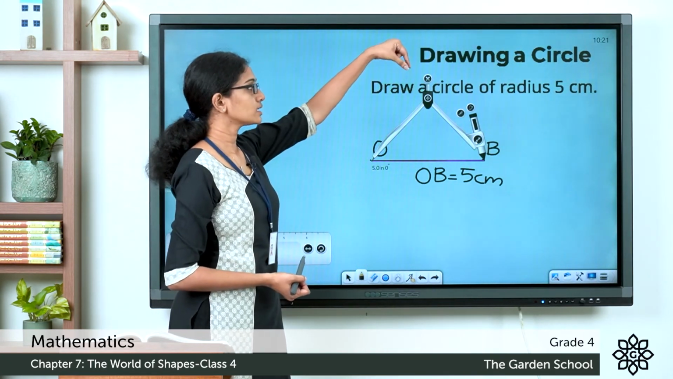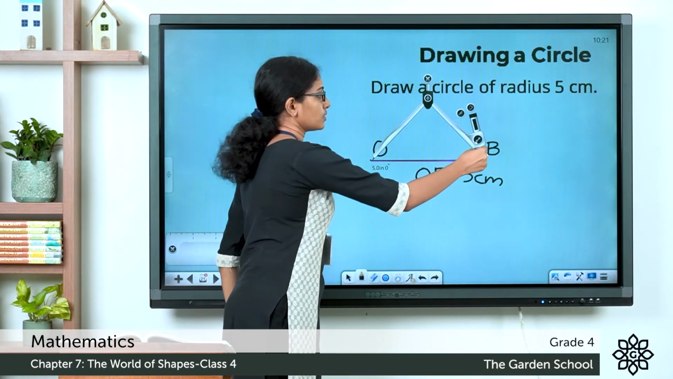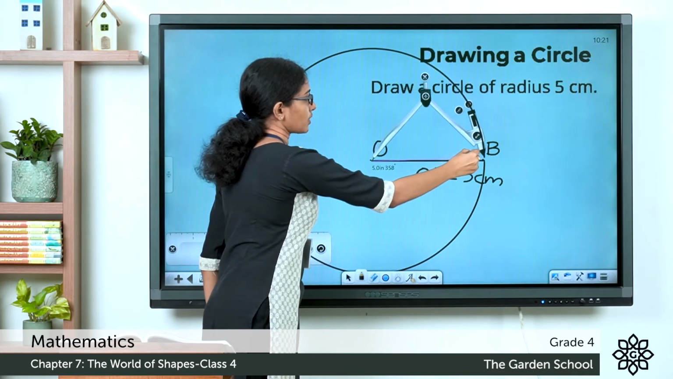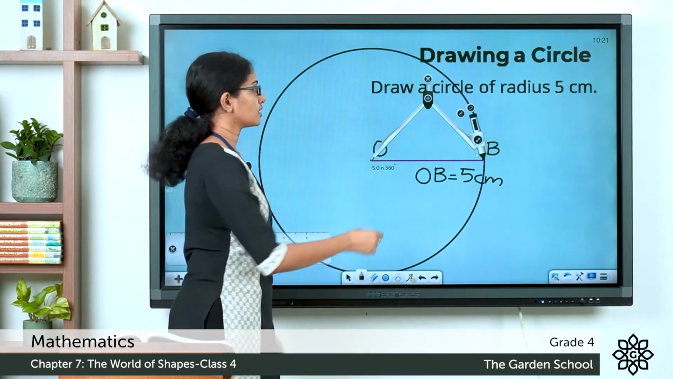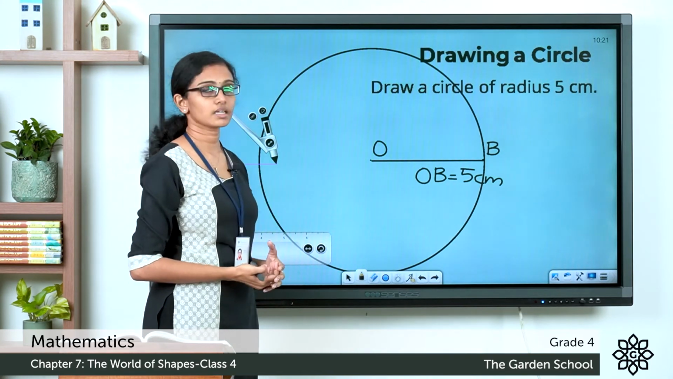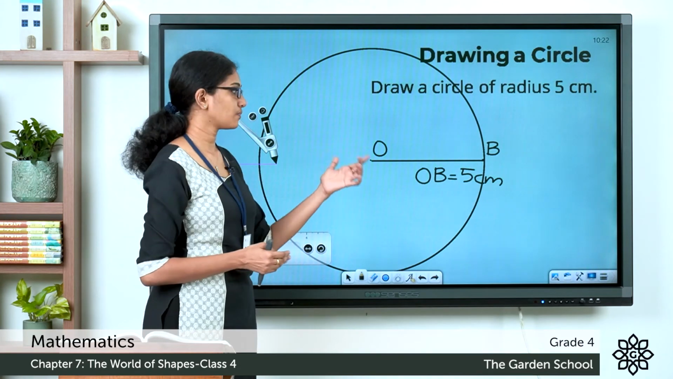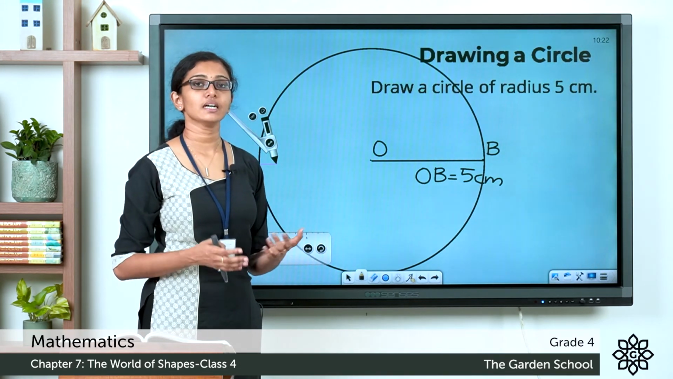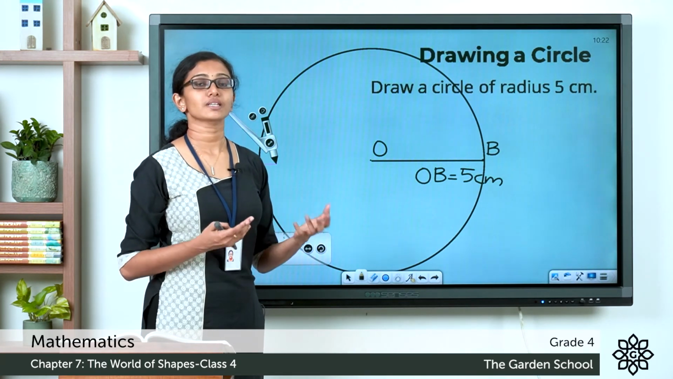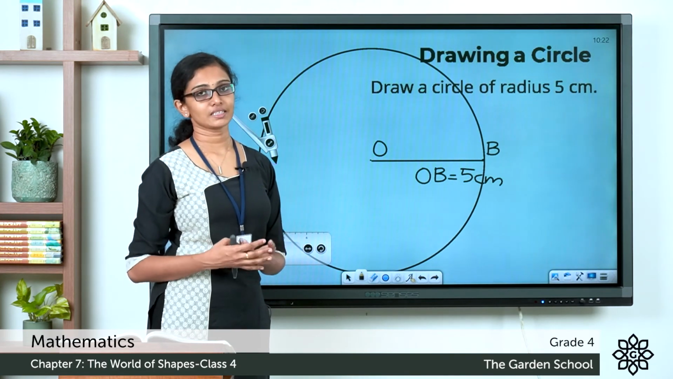Now hold the compass intact at the top. Now rotate the compass and complete drawing the circle. See, we have drawn a circle using the compass and the radius of the circle is OB and it measures 5 cm. If the radius is 5 cm, what would be the diameter? The diameter would be double the radius or 2 times the radius. So the diameter would be 5 plus 5 or 2 times 5, that is equal to 10 cm.